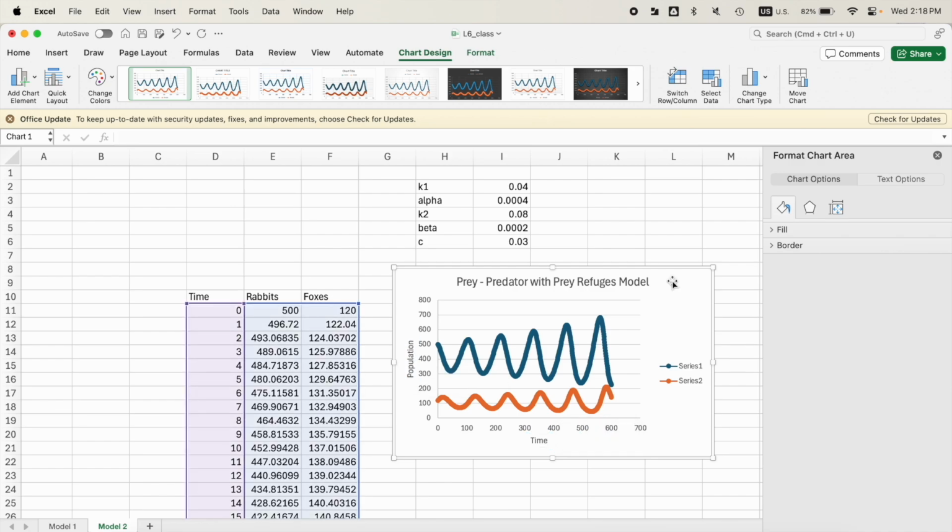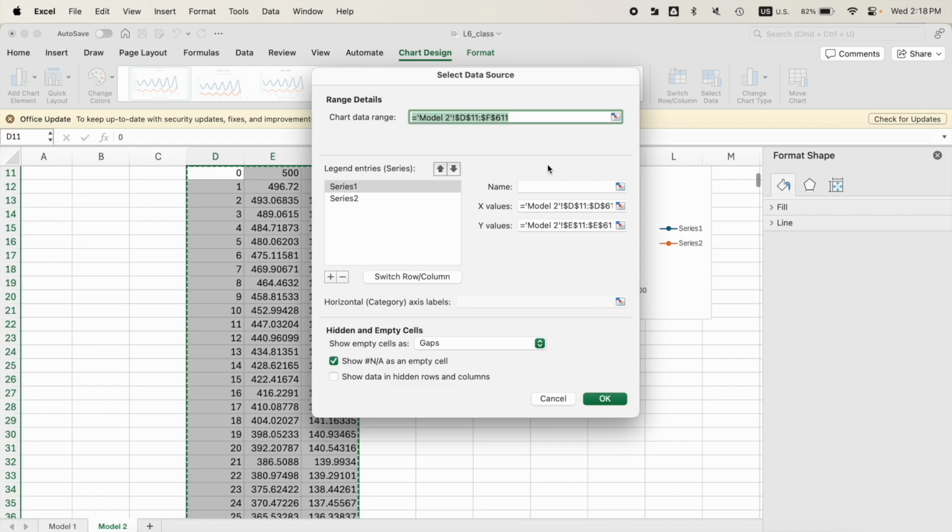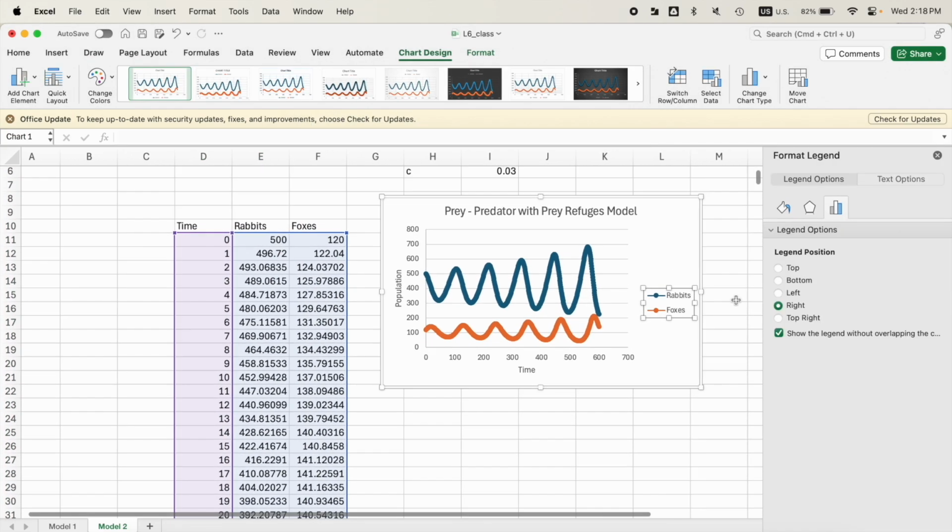And for the legends, I click on the legends here and go to Select Data, and I'm going to change the name of the series. So series 1, I changed that to rabbits, and series 2, I changed that to foxes. To show that the blue curve is the population of rabbits and the orange curve is the population of foxes, and that's how they behaved over 600 time periods.